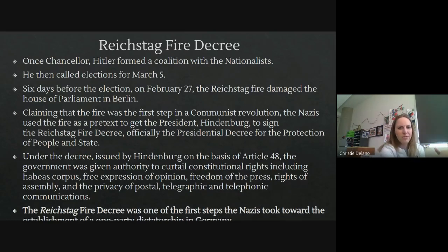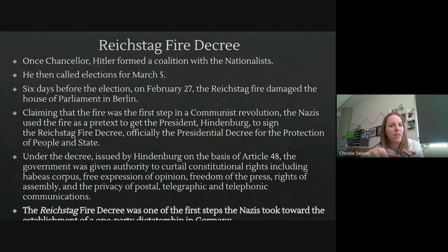Hitler is chancellor. Okay, once chancellor, Hitler forms a coalition with the nationalists, right? Because he still doesn't have enough power, right? Although he's been named chancellor, he doesn't have support of everybody yet. So he forms a coalition. So he joins up with another political party through fear and intimidation, and calls for elections on March the 5th.